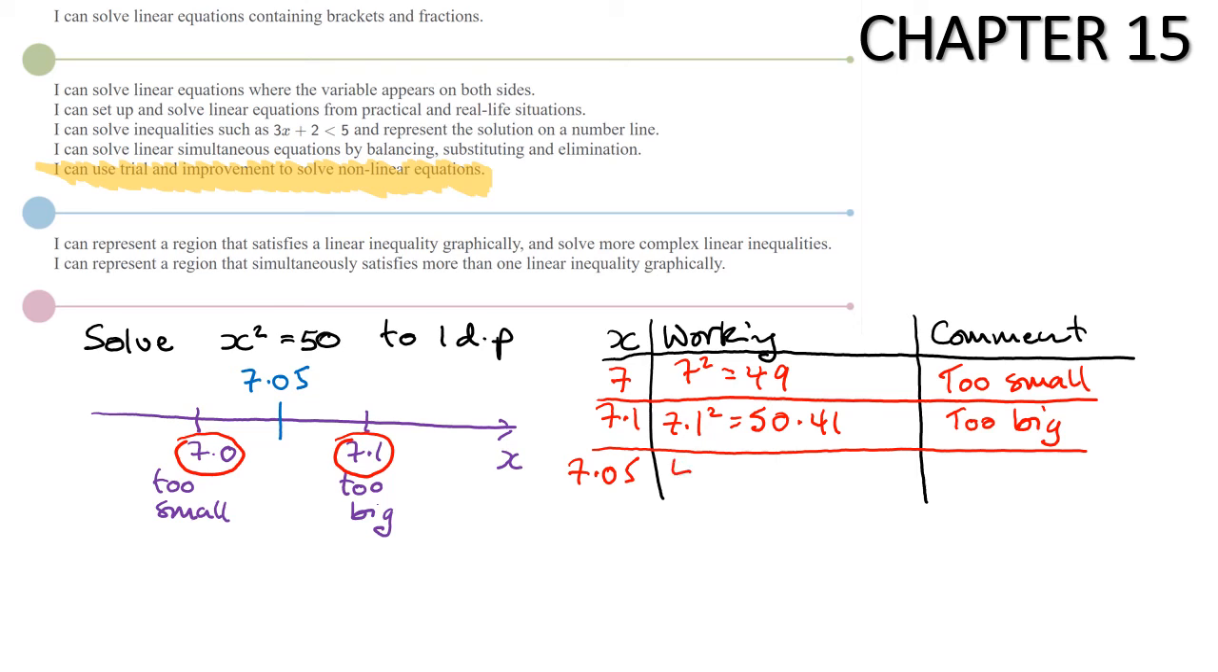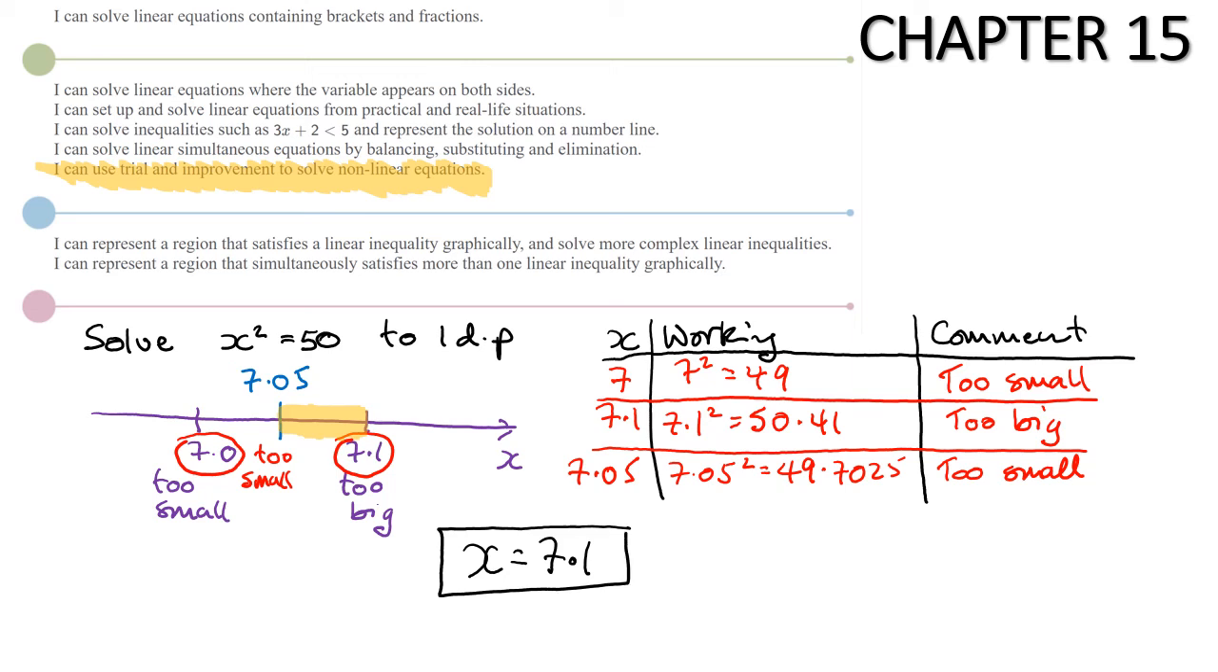Let's write down the working. 7.05 squared, 49.7025. That one is too small. So let's have a look. Too small. Now our answer is always between the bit which is too small and the bit which is too big. So it's telling me the answer is somewhere in this gap over here, which means that my final answer is going to be x equals 7.1 because it's on that side.